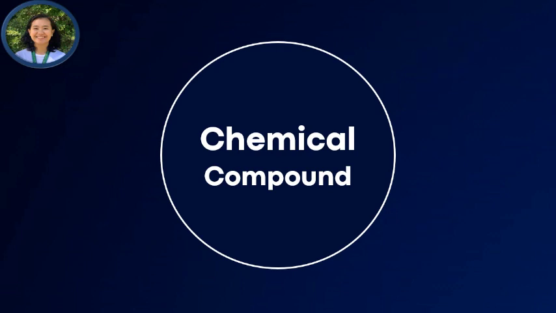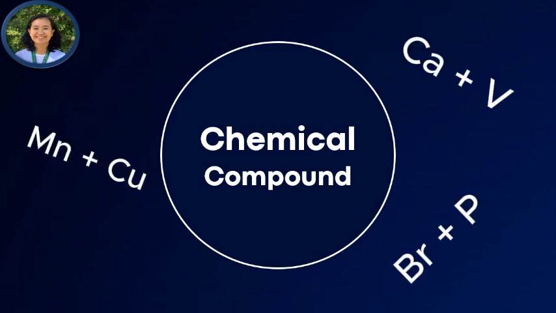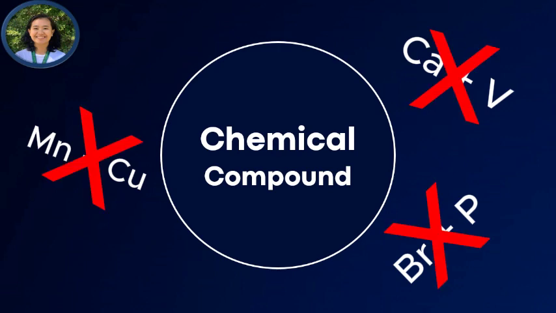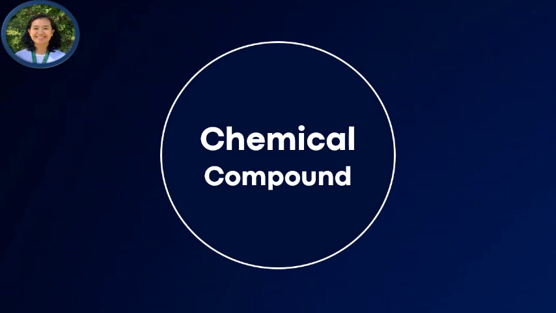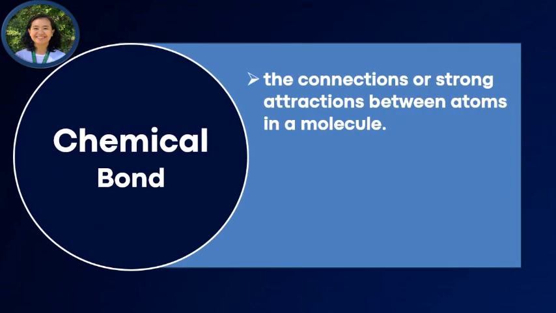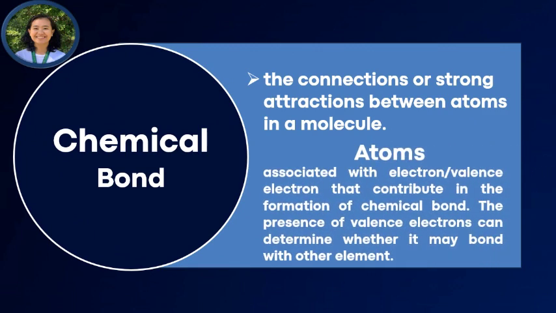Now, why are we learning about chemical compounds? It is because it's connected to our main lesson. Let me ask you a question. How can these elements combine together? Is it possible to just randomly pick an element in the periodic table and pair it with a random element? No. The combination of these elements has to do with the strong forces of attraction known as chemical bonds. Chemical bonds are the connections or strong attractions between atoms in a molecule.